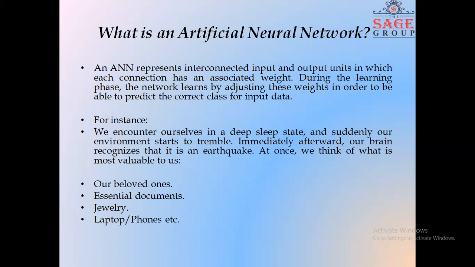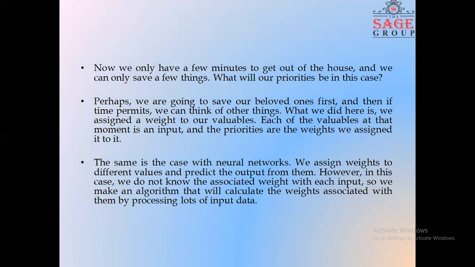Suppose, for example, we find ourselves in a deep sleep state and suddenly our environment starts to tremble. Immediately afterward, our brain recognizes that it is an earthquake. So at once we think of what is most valuable to us. So what comes to our mind? Our beloved ones, our essential documents, or our jewelry, our laptop, our phones, etc. There can be many things which come to our mind suddenly. But now, suppose we only have a few minutes to get out of the house and we can only save a few things. What will our priorities be in this case?